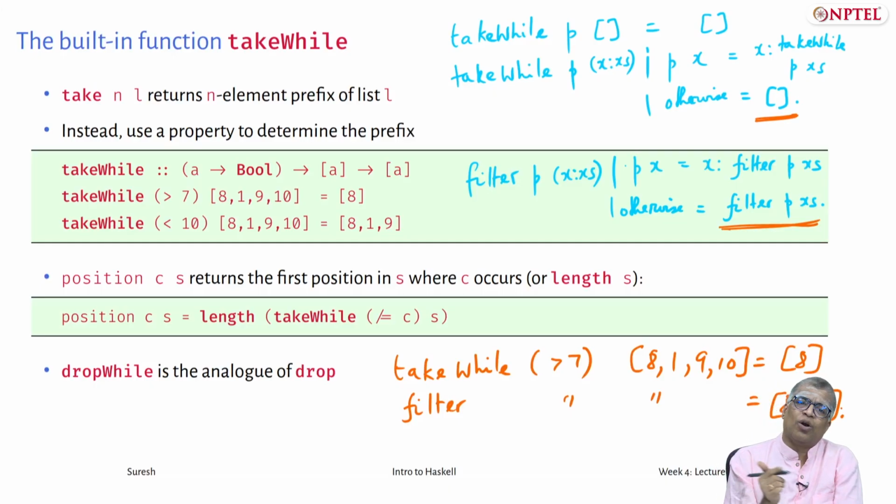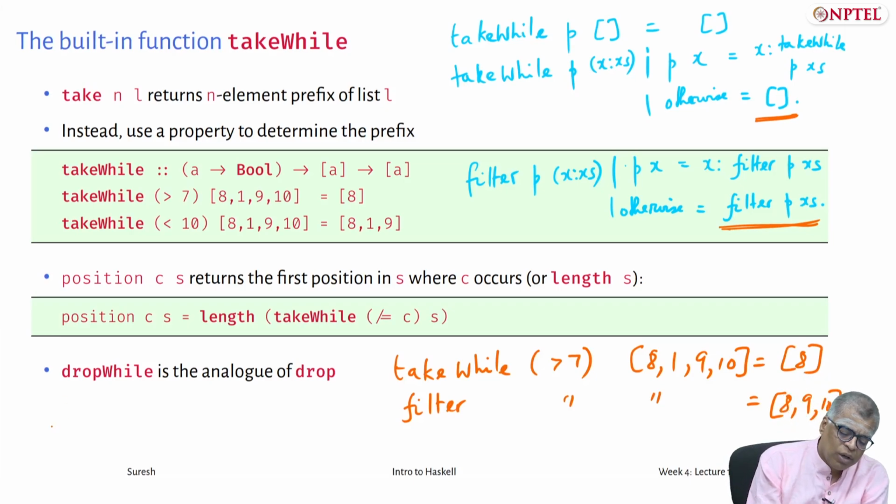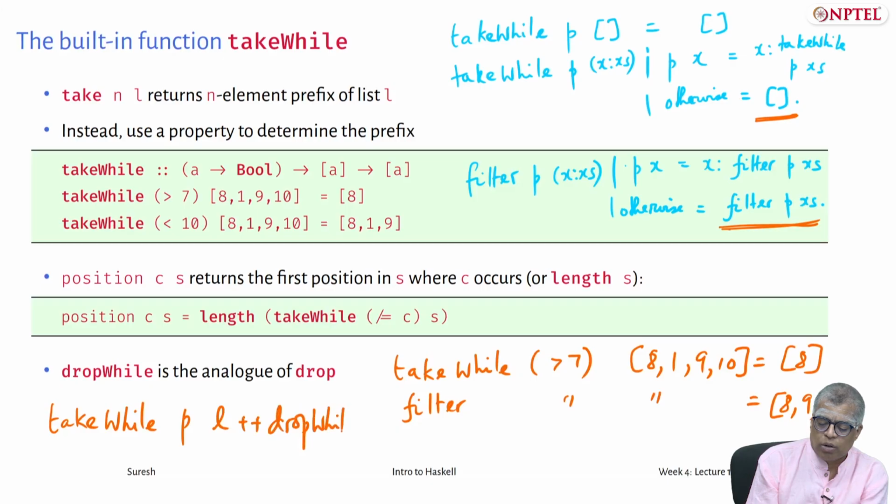Drop while is the analog of drop. You give a condition and you just say drop while whatever. And as usual, you will have take while P L plus plus drop while P L equals L.